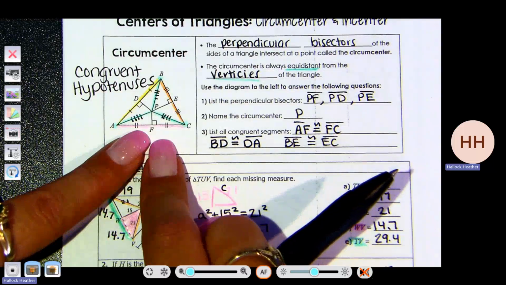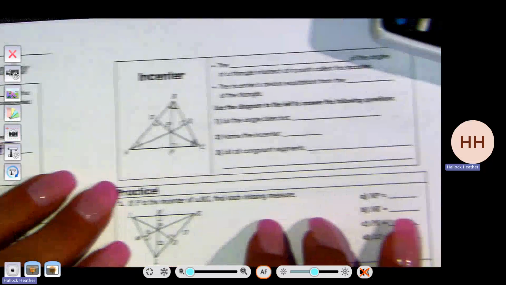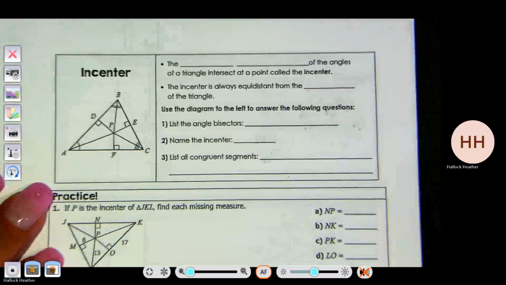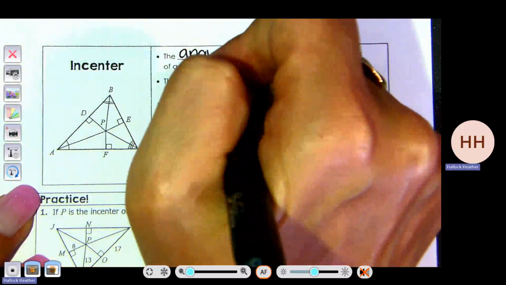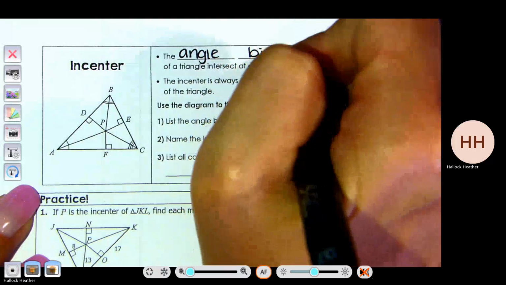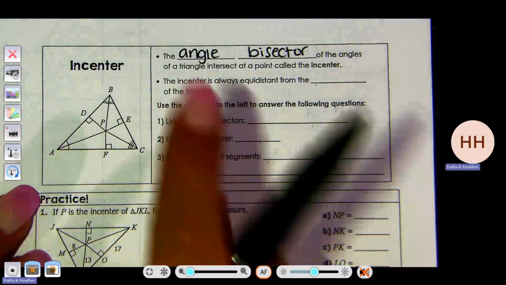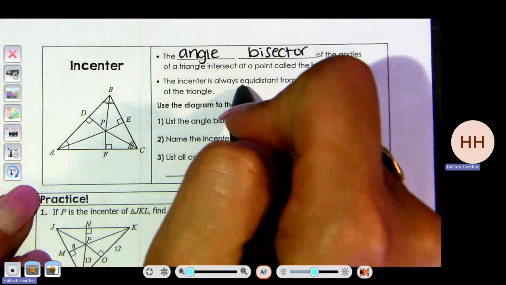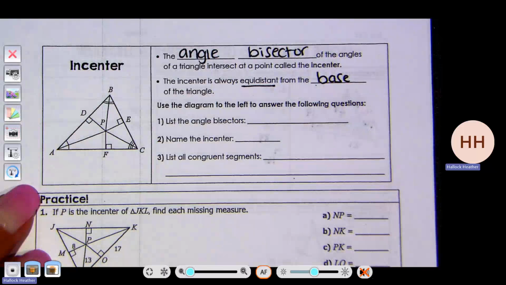So let's go to the incenter side. Hopefully you have two colored pencils so you can exchange with your neighbor. So an incenter is actually created by angle bisectors. Yesterday it was a perpendicular bisector, so it made a right angle and was perpendicular and bisecting, cutting it in half. Now it's an angle bisector, so the angles are splitting in half. The incenter is always equidistant from the base of the triangle. So it is not the hypotenuses that are congruent.